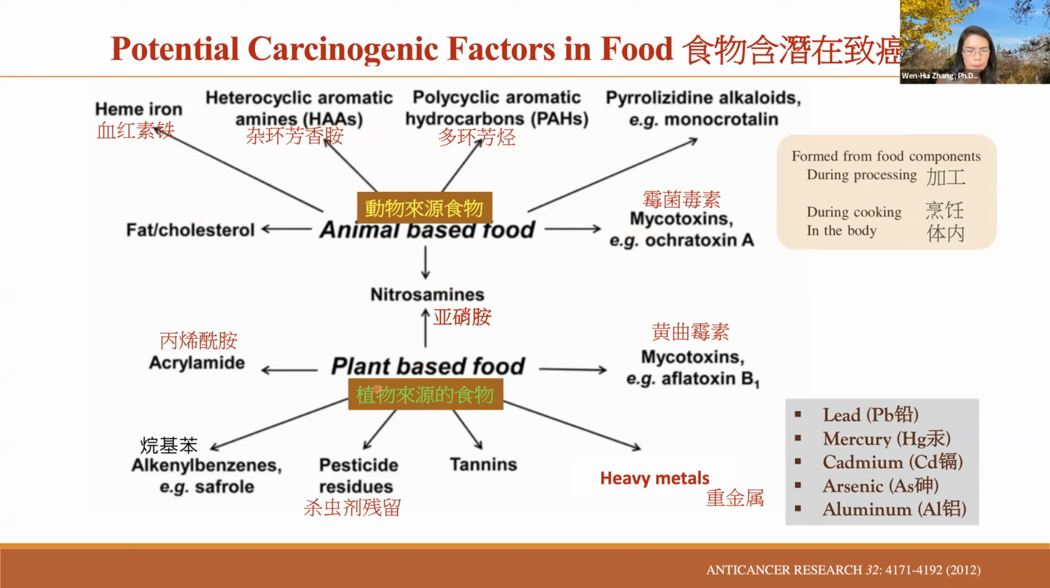And plant-sourced carcinogens, the acrylamide during heating, like overheating, and mycotoxins in food. We'll talk about that later. And pesticides and insecticides and heavy metals. Heavy metals like lead, mercury. We'll talk about arsenic.